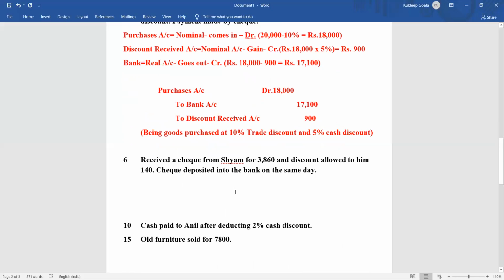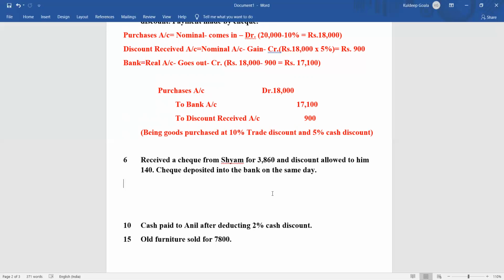Received a check from Sham for rupees 3,860 and discount allowed to him rupees 140. Check deposited in the bank on the same day. See here it is mentioned that they are depositing on the same day. If they are depositing on the same day, then not to worry, it will be directly going in the bank. Okay, no need to keep the check in hand, it will be going directly in the bank.